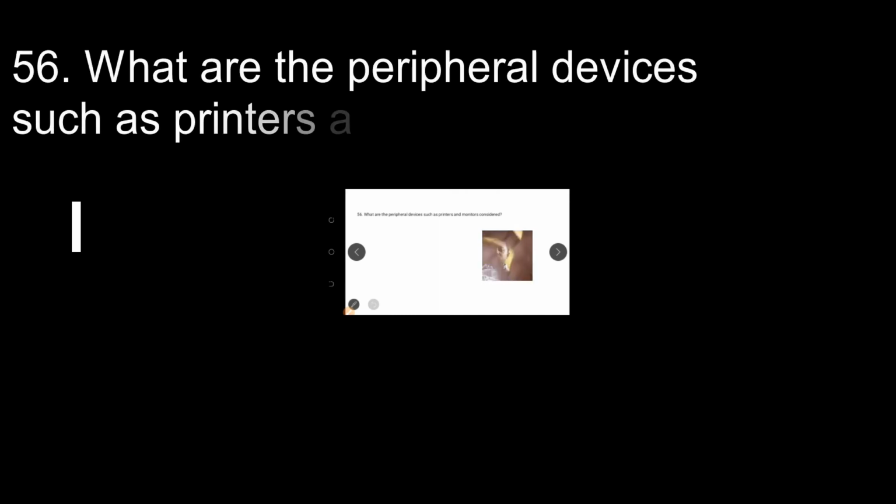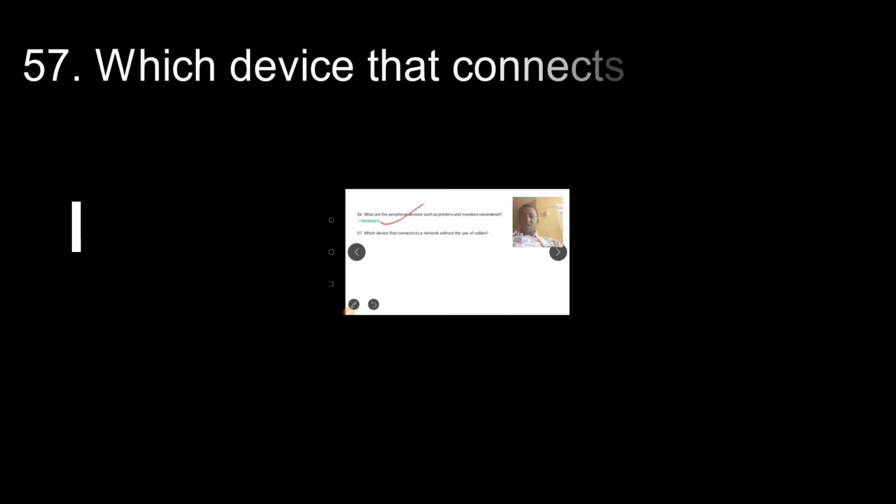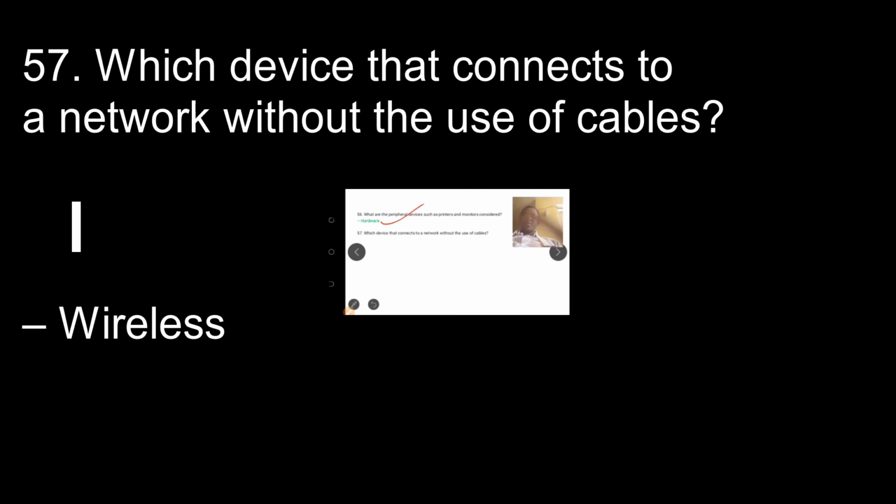Next, what are the peripheral devices such as printers and monitors considered as? Hardware, all peripheral touchable devices of the computer. Which device connects to a network without the use of a cable? Without cable, directly wireless. What's the popular way to learn about computers without ever going to a class?